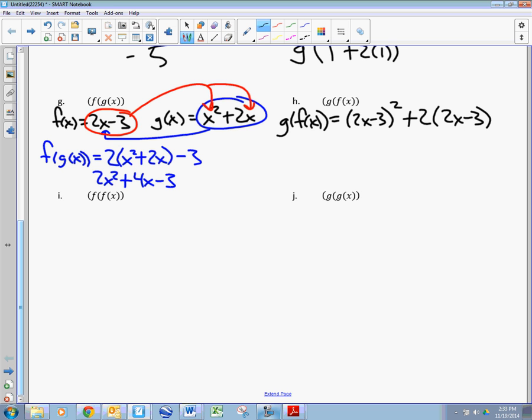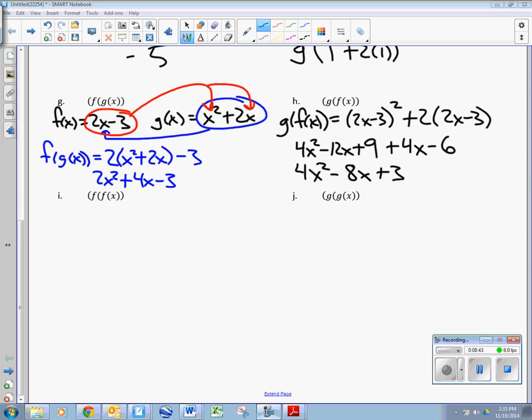Okay? Help me out here. What's 2x minus 3 quantity squared? Thank you. So now we combine like terms: 4x squared minus 8x plus 3. That is G of F of X. You go ahead, do I and J on your own while I run a copy.